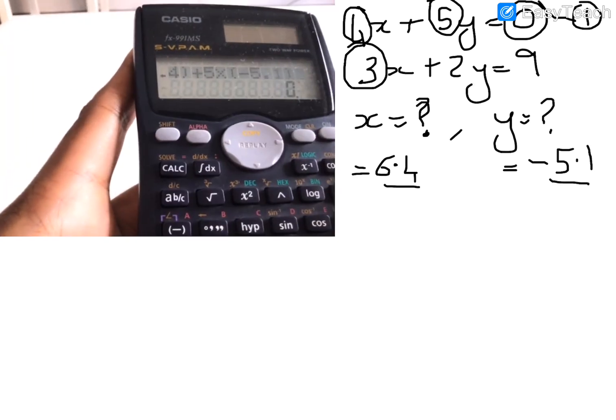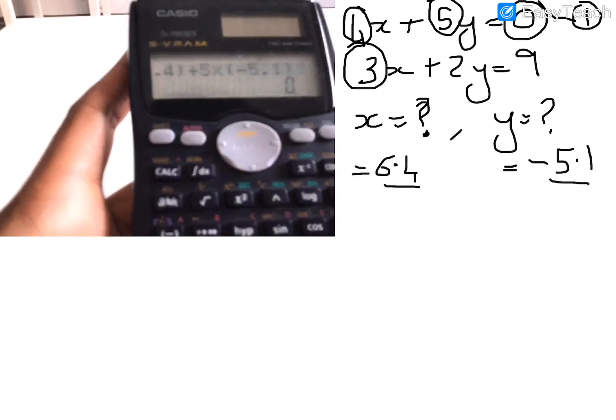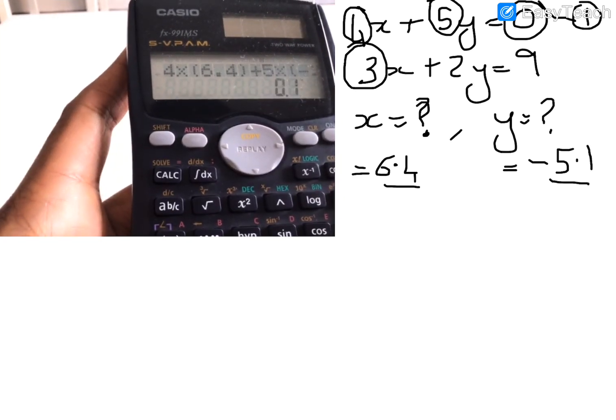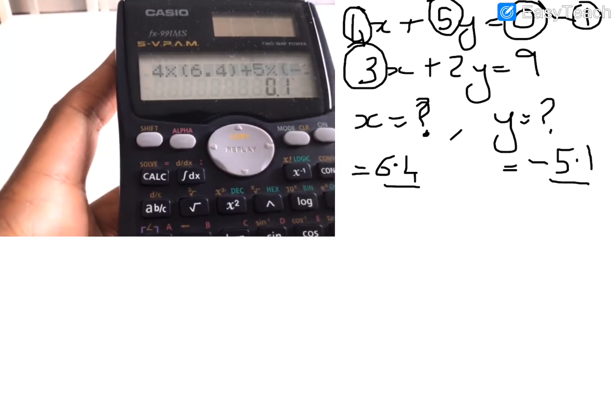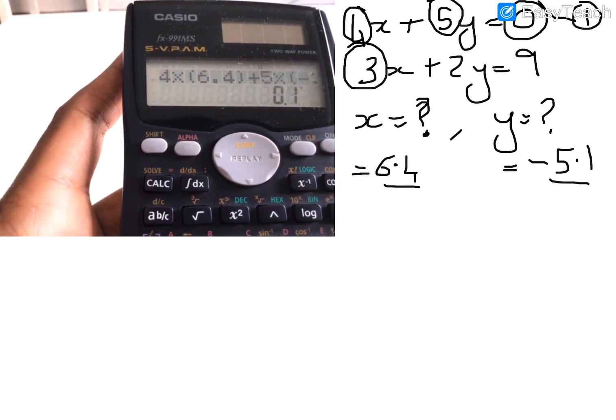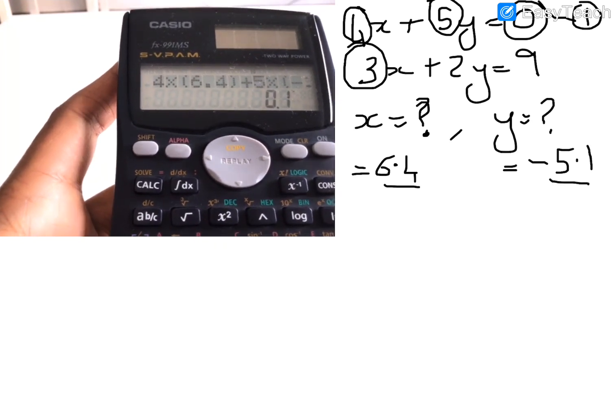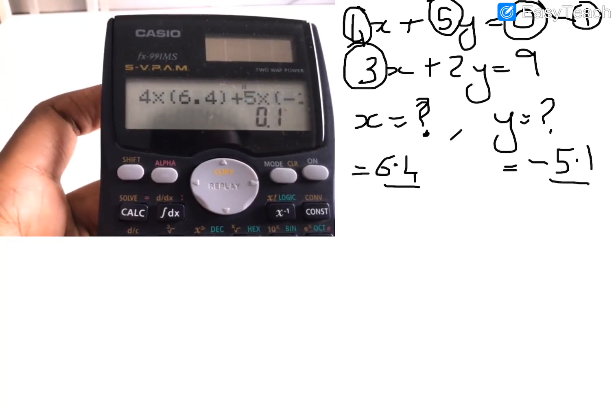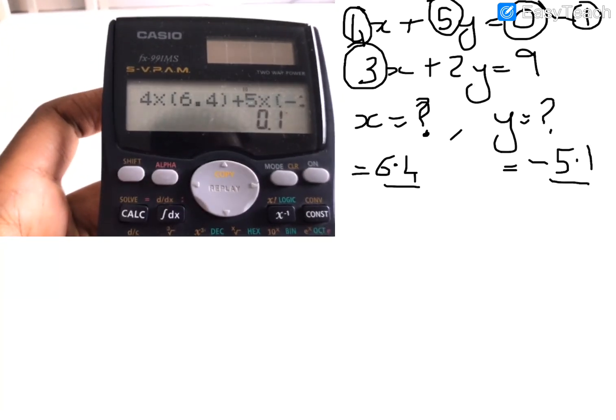Alright, so this is the left hand side of our first equation, and it gives 0.1, which is approximately equal to 0. So these are not proper equations, but then again, your calculator is going to round to the nearest value.